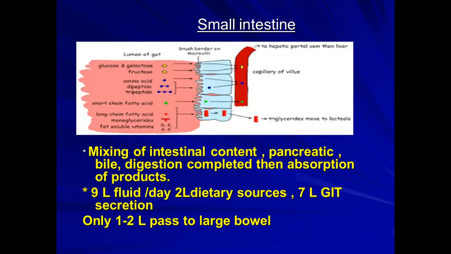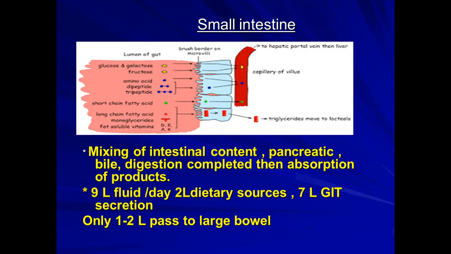As you see, the major part of absorption occurs in the small intestine. Through digestion, the macronutrients are reduced to small units which can be absorbed, for example glucose, galactose, fructose, amino acids, peptides and fatty acids. There is continued mixing of the intestinal content with pancreatic juice and bile, digestion is completed, and then the products are absorbed.